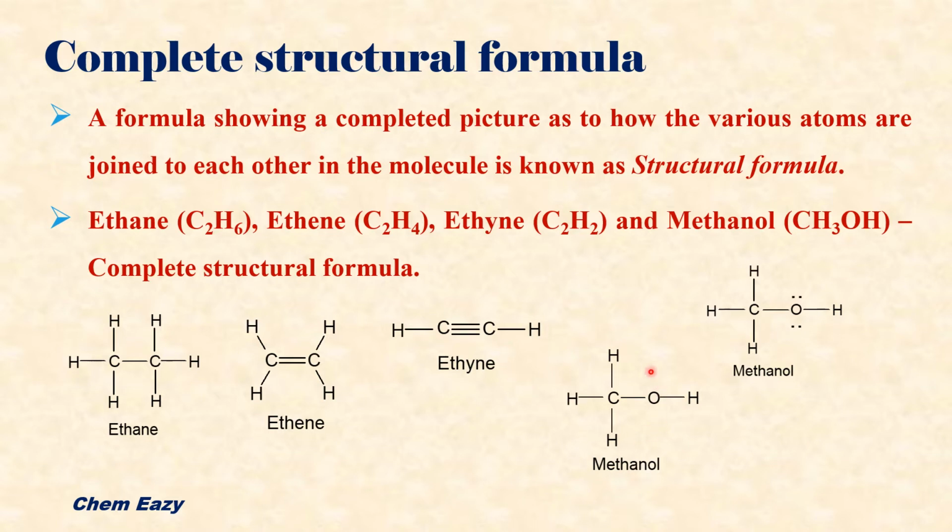And this is the structure of methanol, that is the complete structural formula of methanol. Here, CH3OH, the carbon atom is bonded with 3 hydrogens by single bonds and with 1 oxygen by a single bond. Again this oxygen atom is bonded with hydrogen by a single bond. And this is also methanol, here the lone pairs of electrons are shown for the oxygen atom.